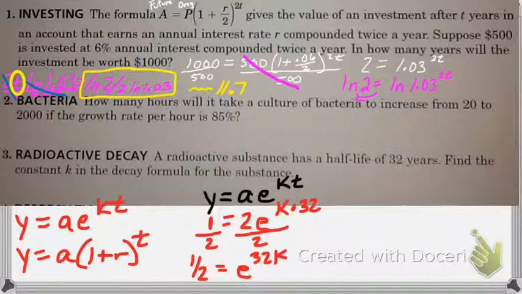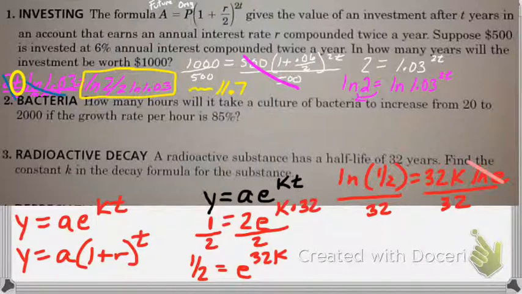We have to get the k down, so we're going to take the ln of both sides. And we learned last week that ln of e, the natural log of e, is 1. So that cancels or goes away. To get the k by itself, then all we have to do is divide by 32. And so my calculation is the natural log of 1/2 divided by 32.